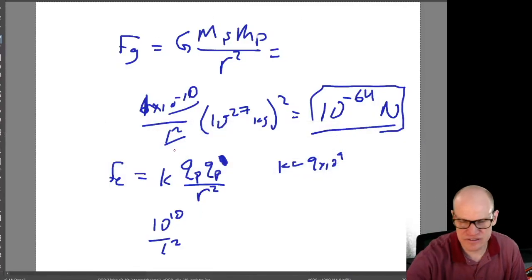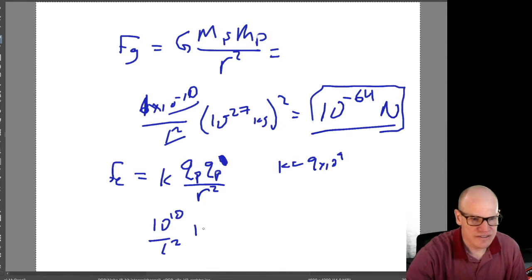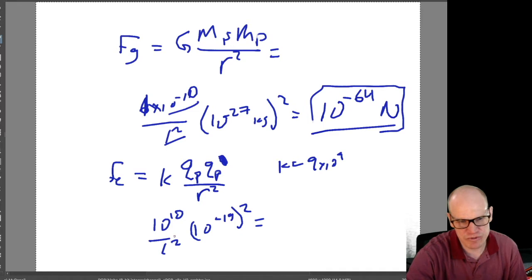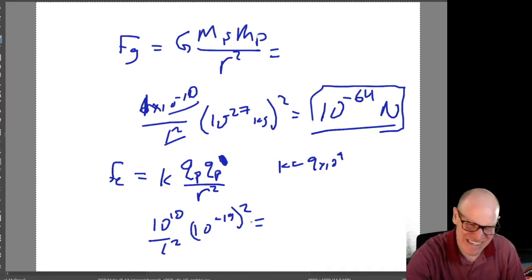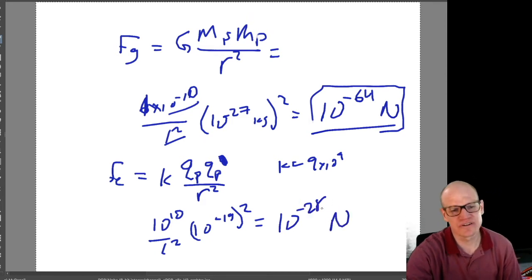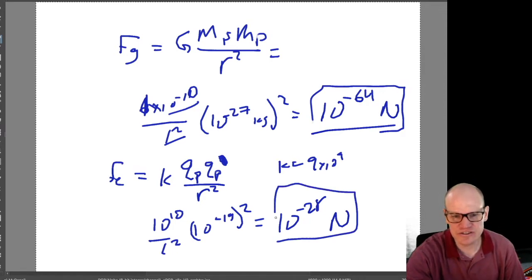All right, so this is 10 to the minus 19 coulombs squared, and then we multiply all these things out. That's 10 to the 10. This is 10 to the minus 19 squared, which is 10 to the minus 38, and so this is 10 to the minus 28 newtons. Did I do that right? 19, that's 40, and then subtract 10. Okay, 10 to the minus 28. All right, so that's still a small number.